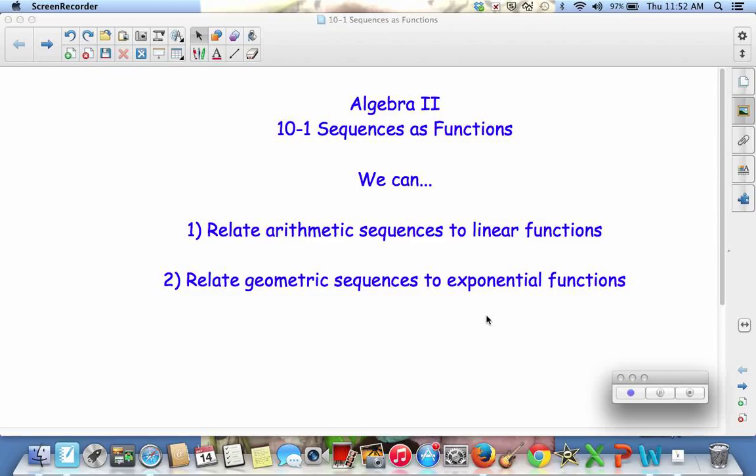We're going to talk about sequences and write them as functions. So we're going to be able to define them and then write them as a linear function and an exponential function.